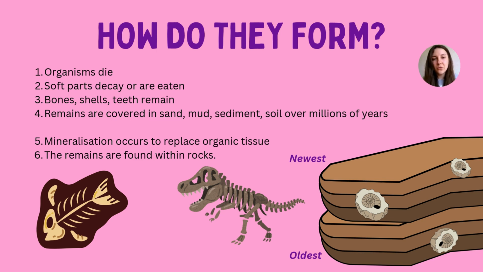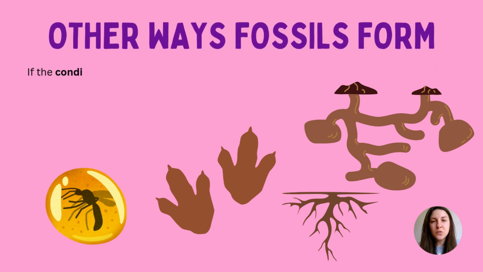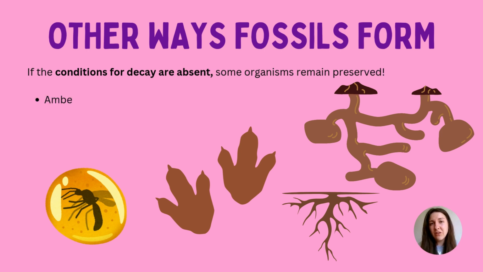You will need to know how fossils form. So here we are, these are the key points. Make a flashcard and you're good to go. Like I said, if the conditions for decay are absent, some organisms' remains will be preserved. This is another type of fossil or preservation method that can occur naturally.